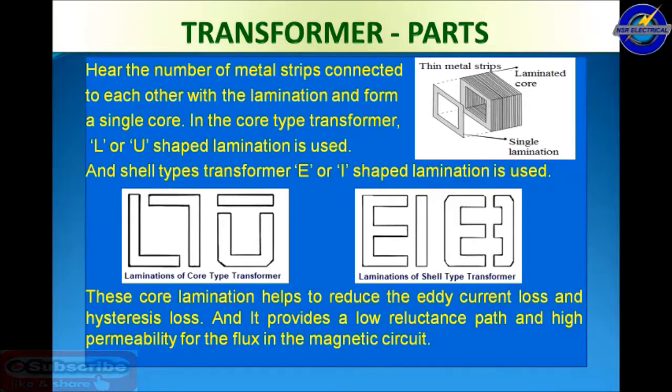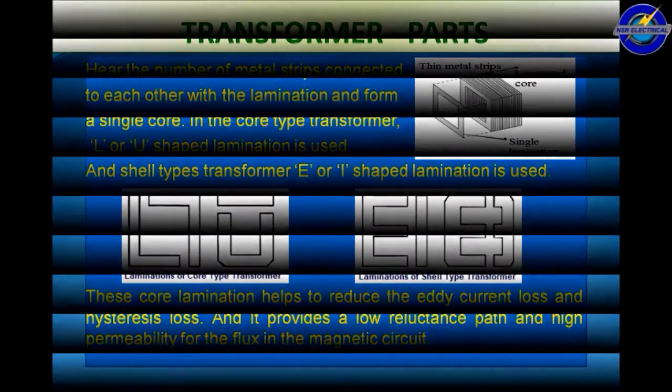In the core type transformer, L or U shaped lamination is used, and in the shell type transformer, E or I shaped lamination is used. These core laminations help to reduce the eddy current losses and hysteresis losses, and provide a low reluctance path and high permeability for the flux in the magnetic circuit.